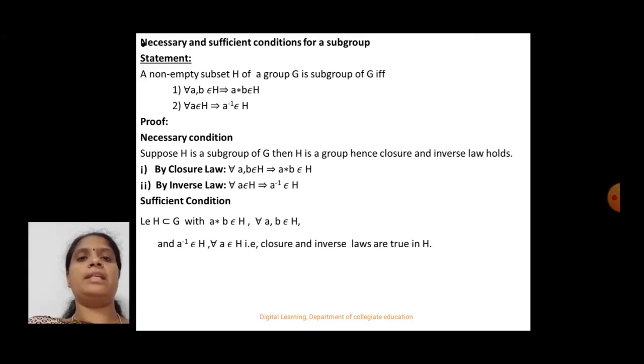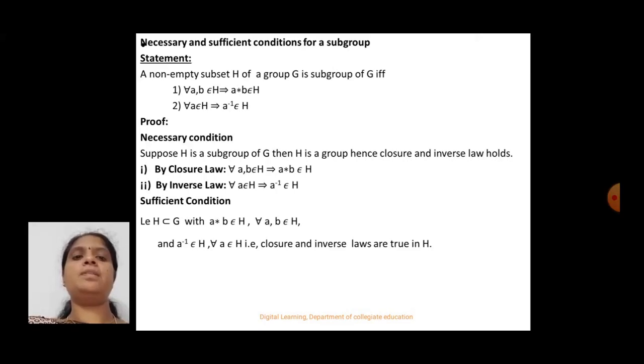Firstly, the necessary condition. Suppose H is a subgroup of G. Then H is a group, therefore it automatically satisfies the two laws, the closure and the inverse law. The closure law says that for all a, b belonging to H, a star b belongs to H. The inverse law says that if a element belongs to H, then a inverse belongs to H. So this is for the necessary condition.